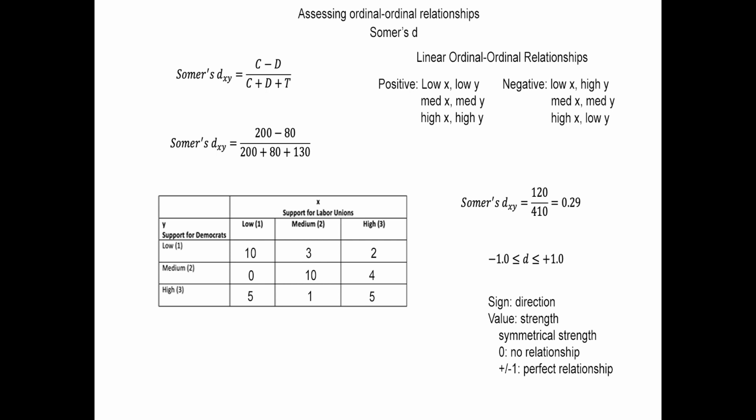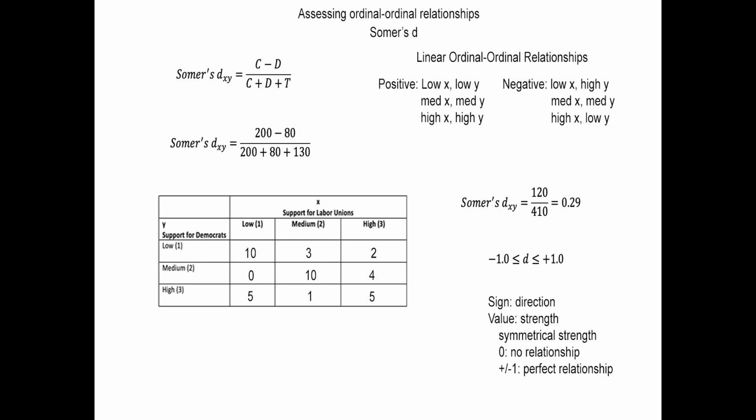The sign of Somers' D always tells us the direction. So if we have a negative sign, we have a negative relationship. If we have a positive sign, we have a positive relationship. The actual value of D tells us the strength of that relationship. The important thing to keep in mind about the strength of relationship is that it's symmetrical around 0. That is to say, if 0 represents no relationship and plus or minus 1 represents a perfect relationship, then any value on the negative side is mirrored in strength on the positive side.